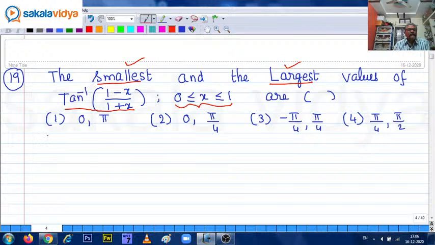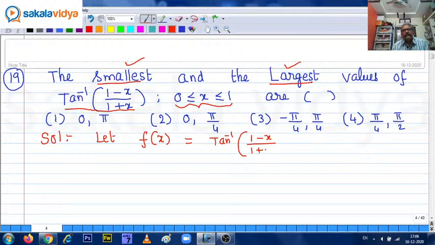So first, let us consider f of x equals tan inverse of (1 minus x) by (1 plus x). This is equal to pi by 4 minus tan inverse x. Please remember this one. See, f of x is equal to pi by 4 minus tan inverse x.